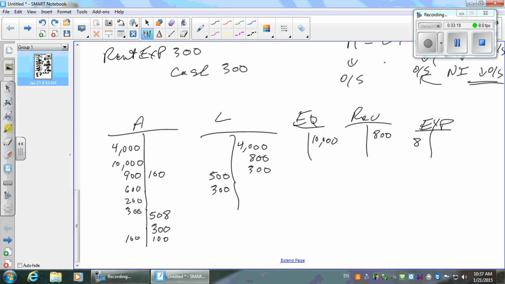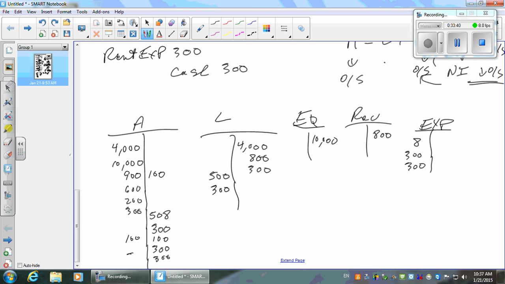What's the next one? No entry. And then debit 300 salary expense, credit 300 cash. And then debit 300 rent expense and credit 300 cash. Okay, good. What's the net income?